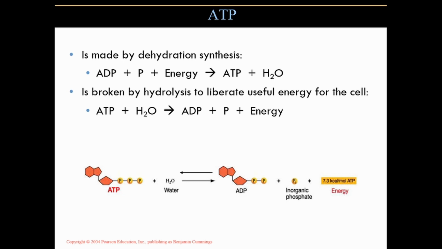How is it made? Dehydration synthesis. Take ADP, adenosine diphosphate with 2 phosphates, add a phosphate and some energy that gets locked into that bond, and you have ATP and water leaves. It can be broken by hydrolysis to liberate the useful energy for the cell. So start with ATP, add water, and that's why we need to drink water. Water is becoming the basis of the chemical reaction to unlock the energy that's between phosphates 2 and 3, and then you end up with ADP plus a phosphate plus energy given off, and that energy then is used to drive the biochemical reactions within cells.